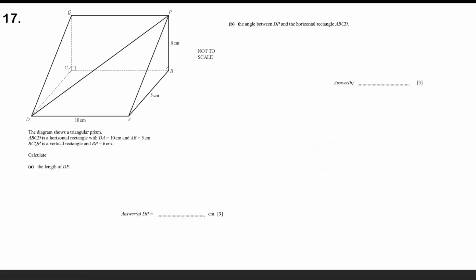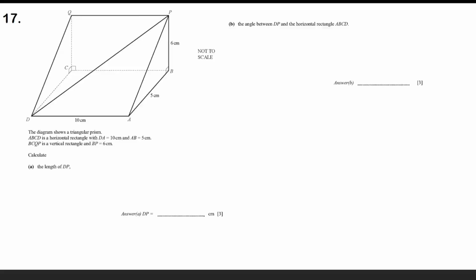17. The diagram shows a triangular prism. ABCD is a horizontal rectangle, and DA is 10 cm, AB is 5 cm. BCQP is a vertical rectangle, and BP is 6 centimeters. Calculate the length of DP.